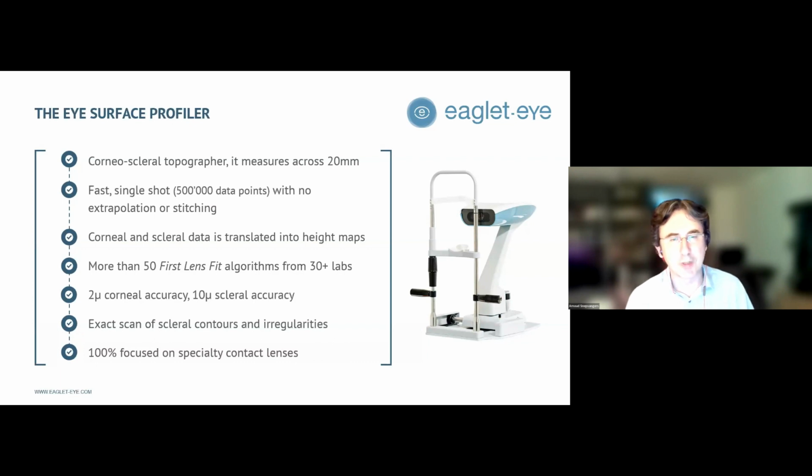At the moment, we're at the count of 50 from 30 plus labs. But as I said, this list will be growing because we're always keen on adding more. And the measurement is taken with a 2-micron corneal accuracy and 10-micron scleral accuracy. So just to indicate that with this device, although it's not the topic for today's presentation, you can fit all types of corneal lenses as well.